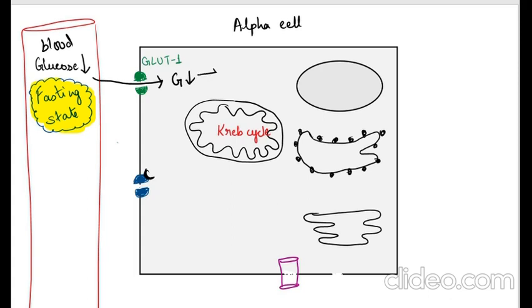This glucose will now get converted into pyruvate. Since the amount of glucose is low, the amount of pyruvate will also be low. Then the pyruvate will enter the mitochondria and go through the Krebs cycle. From here, ATP will be produced, and the amount of ATP produced will also be low.